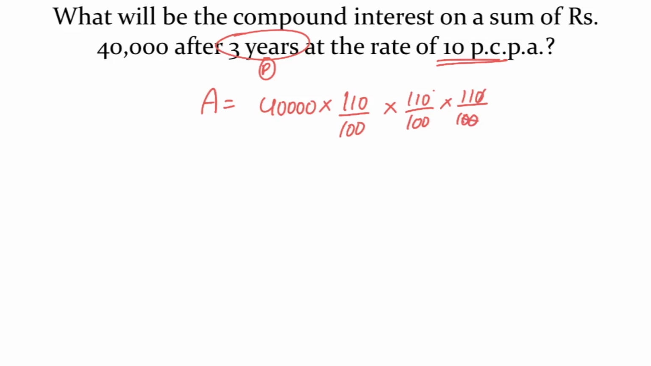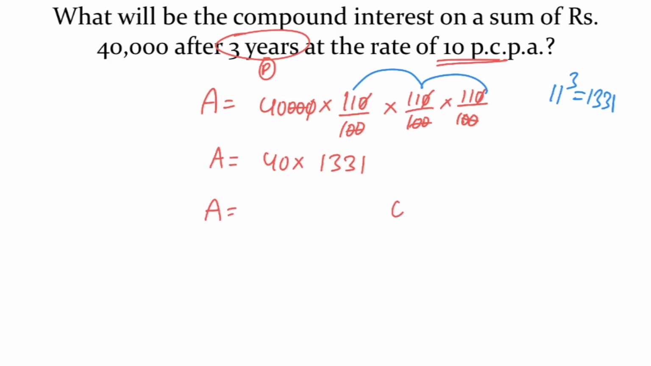2 zeros cancel, 2 zeros cancel, 2 zeros cancel. Amount is 40 into 11 into 11 into 11. 11 cube. 11 cube is 1331. So 40 into 1331. Amount is equal to 0. 4 ones 4. 4 3 times 12. 4 3 times 12 plus 1 13. 4 ones 4 plus 1 5. 53,240 rupees is the total amount.